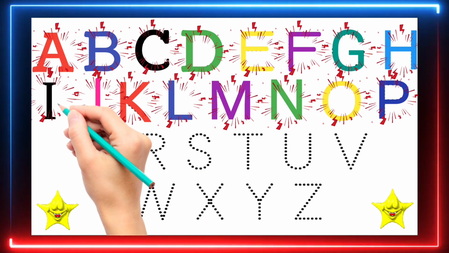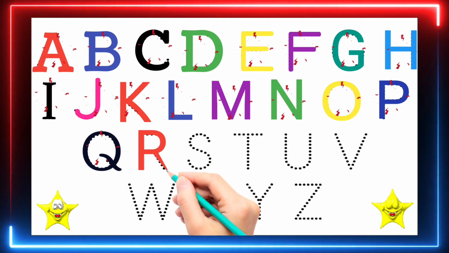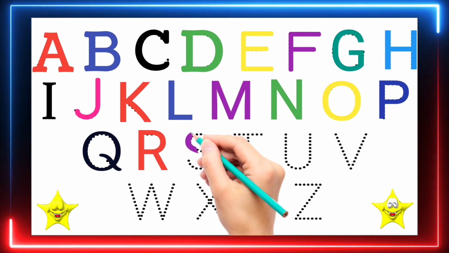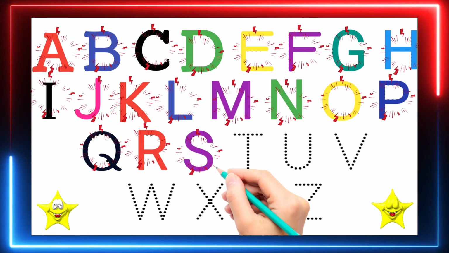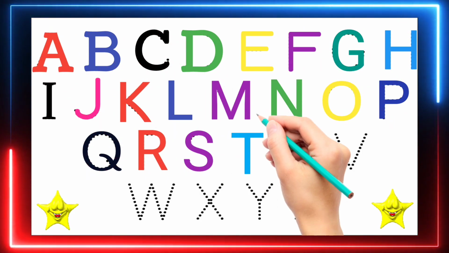Q. Q for queen. R. R for rabbit. S. S for sun. T. T for tiger.